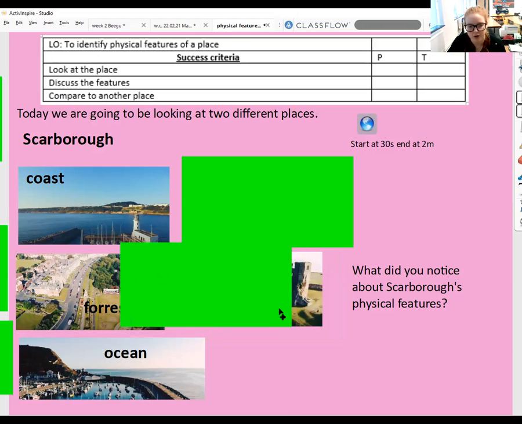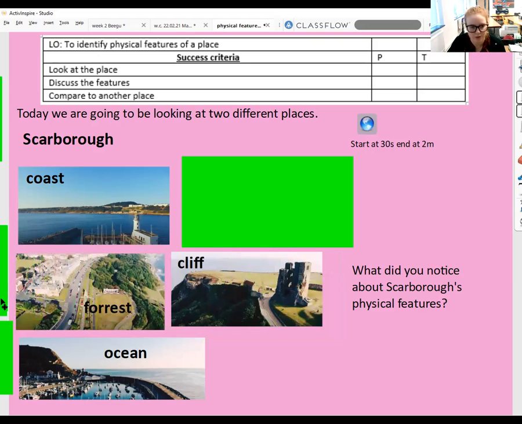What else did we see? We saw some cliffs. So here we can see a cliff. It's very steep and it's very high. You would not like to walk off it. It is a cliff. So there's a lot going on in Scarborough, isn't there? There's a lot of these natural features. It's a really interesting place.